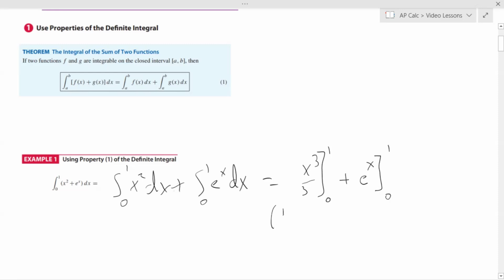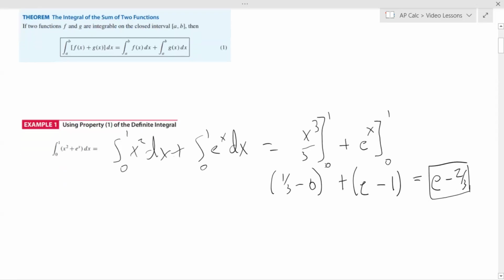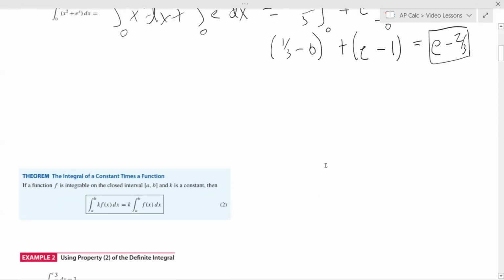So if we plug in 1, that's going to give us 1/3 minus plugging in 0, which would give us 0, plus e minus 1. And then if we put that all together, you would end up with e minus 2/3 as the exact answer for that one. Typically you're going to want to write the exact answer unless it says round your answer to 3 decimal places or something like that.